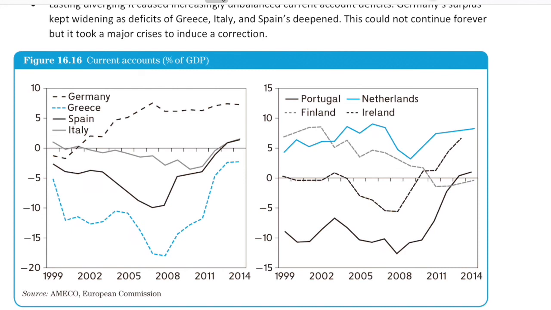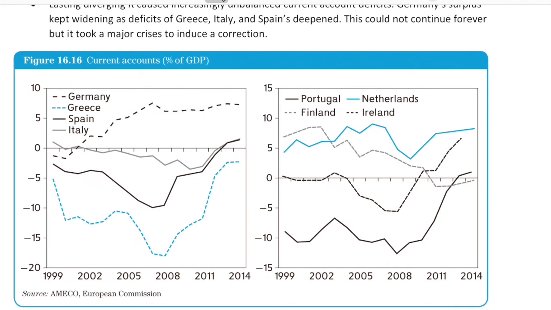So let's look at current accounts as a percentage of GDP. If you look at Germany, the dotted line up top, they had a surplus as evidenced by the fact that their dotted line is above the zero level from 1999 pretty much to today, 2014. If you look at Greece, Spain, and Italy, the primarily Mediterranean countries, they all have a deficit, right? And look at Greece's deficit at the heart of the financial crisis, 20% of GDP, right? So that's not impressive at all.